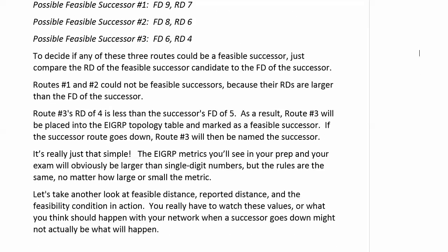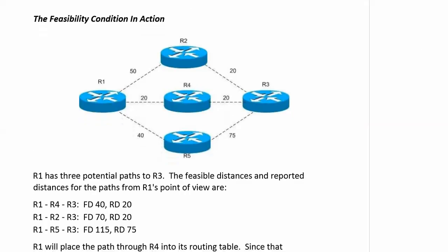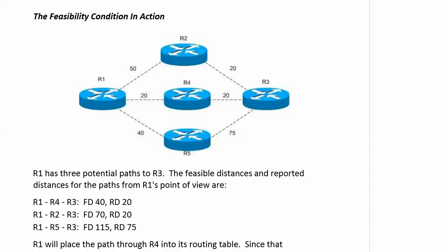Now, we're going to take another look at feasible distance and reported distance and the condition in action. And you really have to watch these values, as I mentioned. But here's the diagram. You might want to pause the video and jot this one down. Router 1 has 3 potential paths to router 3. And the feasible distances and reported distances for the paths are there on the board, and you see the different numbers, the metrics I've got on each path.